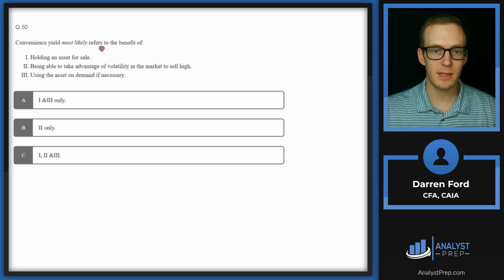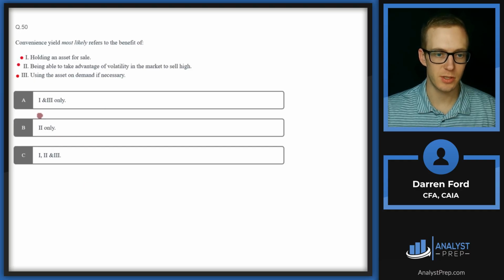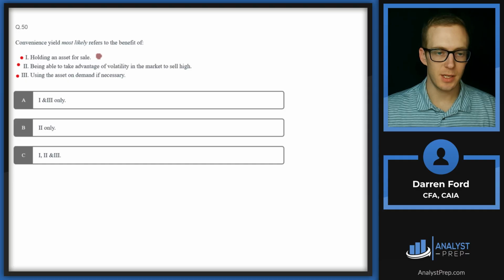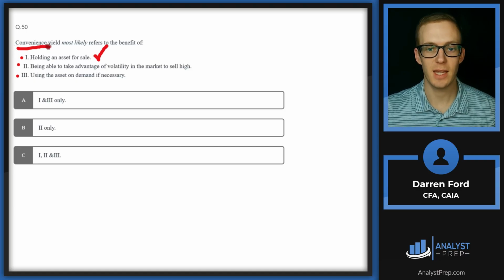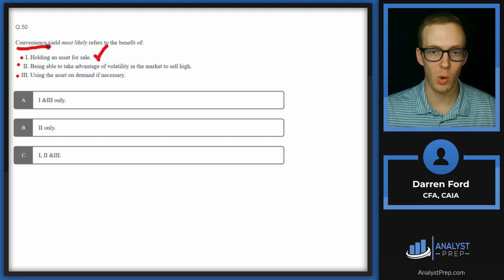Convenience yield most likely refers to the benefit of... So we've got three statements here, and then we need to determine which of these is correct. We've got 1 and 3 only, 2 only, or all three. So is it 1, holding an asset for sale? That would be part of the convenience yield. Convenience yield requires you to be holding the asset and then you're receiving some yield or income from holding that asset.